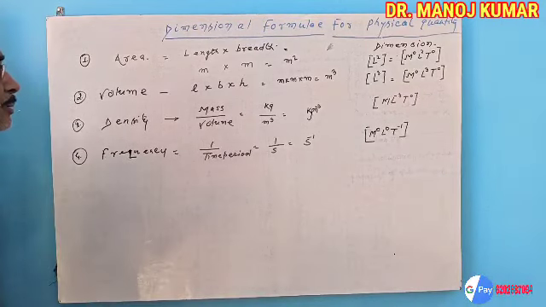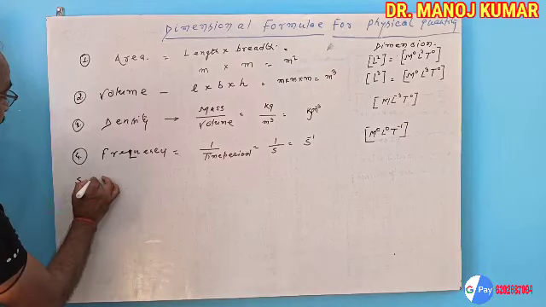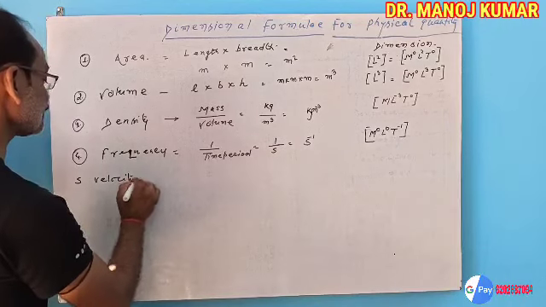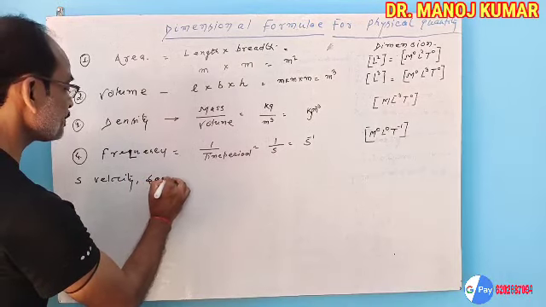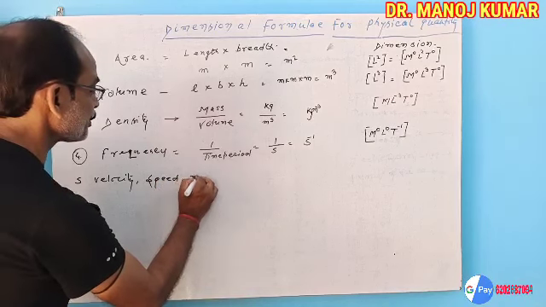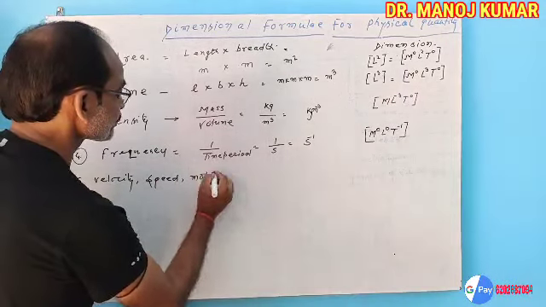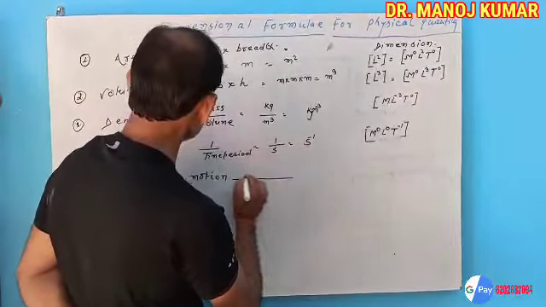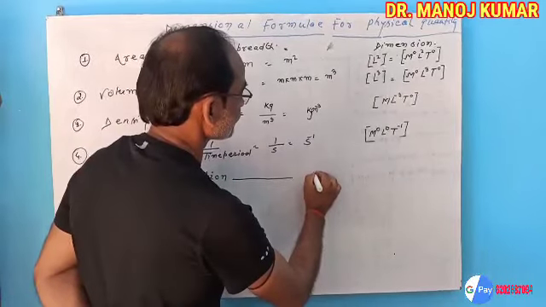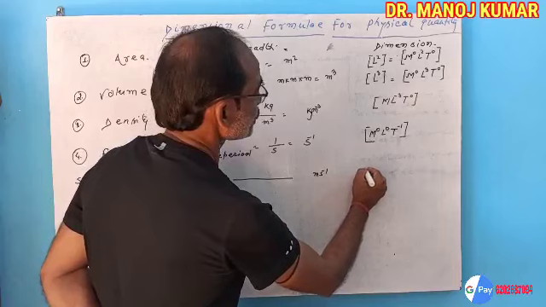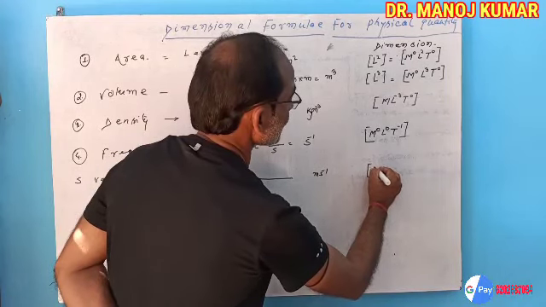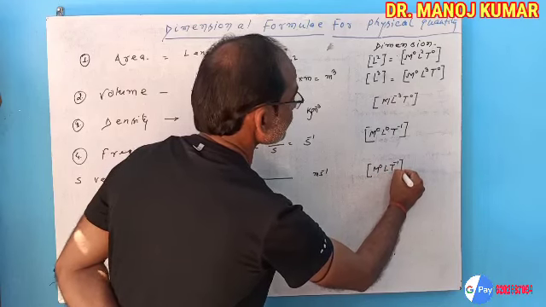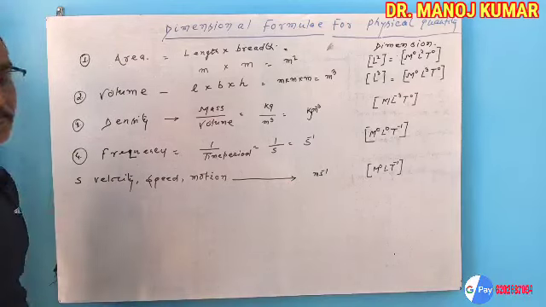You have studied about velocity, speed, motion. The SI unit of all of these is ms minus 1, so their dimension will be M naught, L, T minus 1.